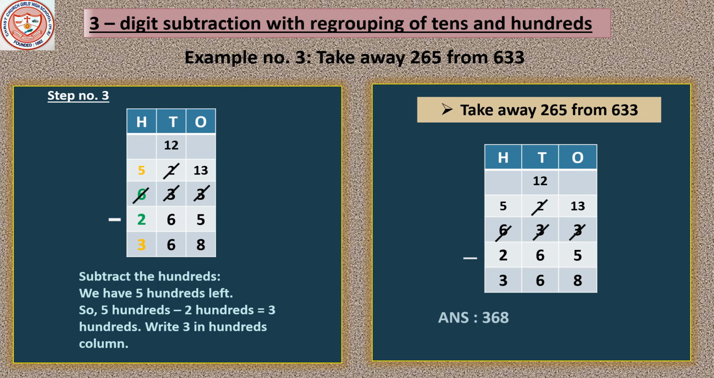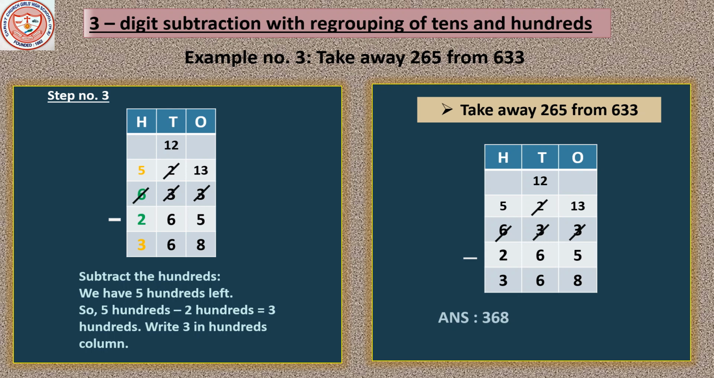Okay. So, step number 3, what did we do? In the hundreds column, there were 6 hundreds before borrowing, isn't it? And after borrowing 100, there are 5 hundreds left. And 200 is already there. And here we have to subtract 200 from 500. So, 500 minus 200 is equal to 300. And now we have to write 3 in the hundreds column.